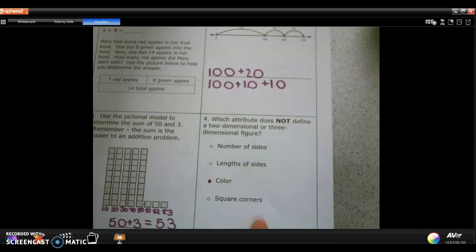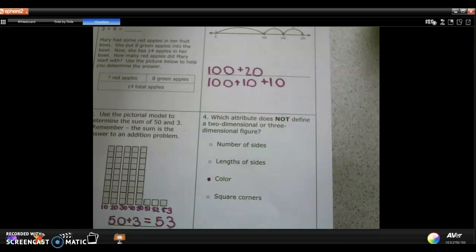Let's look at our last one, square corners. Square corners. Think about rhombuses versus special rectangles. Do they have square corners or not?